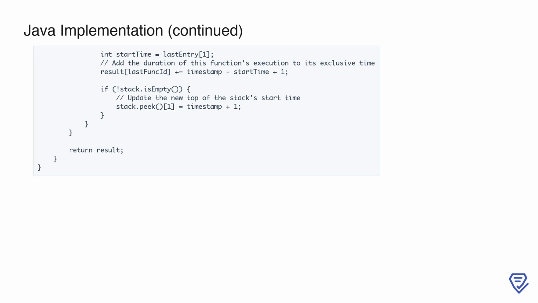This duration is then added to the respective function's exclusive time in the result array. If there are still functions in the stack after this, we update the start time of the new top function to the next timestamp, accounting for the fact that the just-ended function has now relinquished control. Finally, once all logs are processed, the result array containing the exclusive times for all functions is returned.